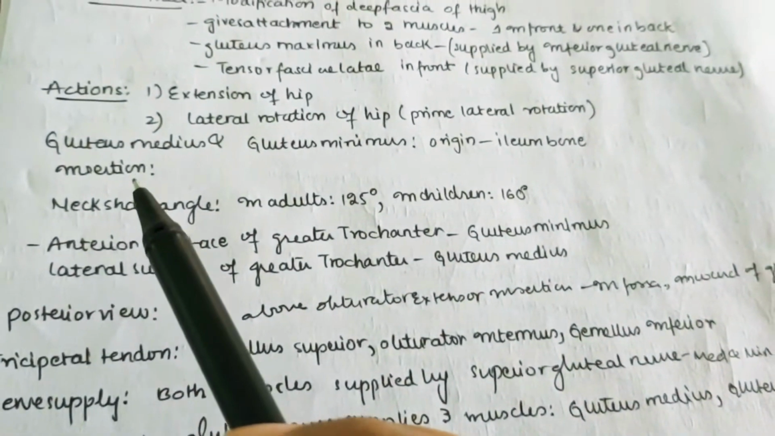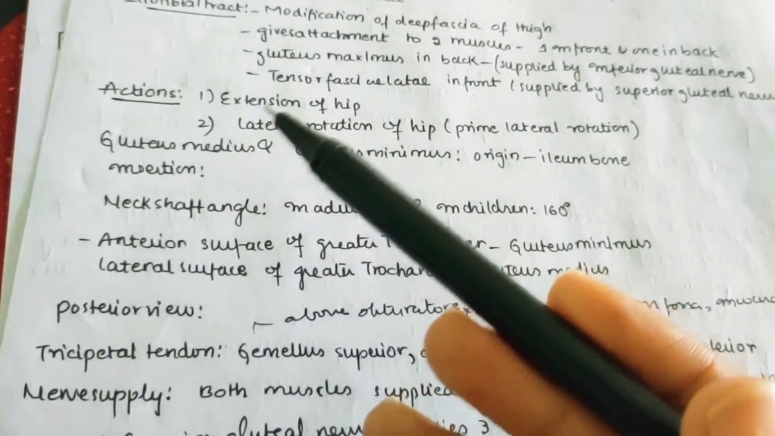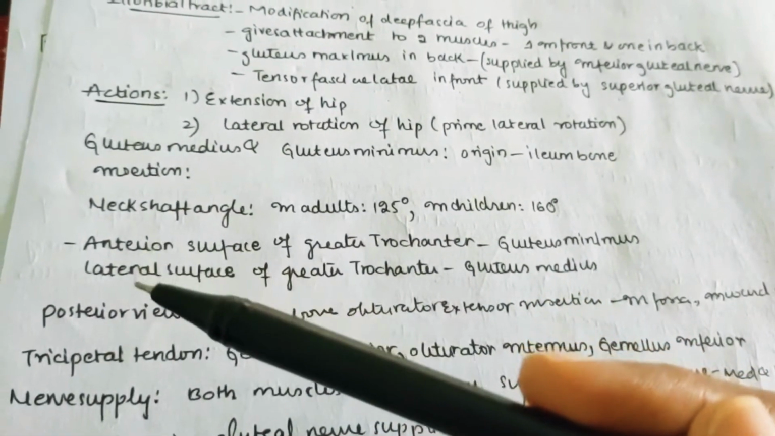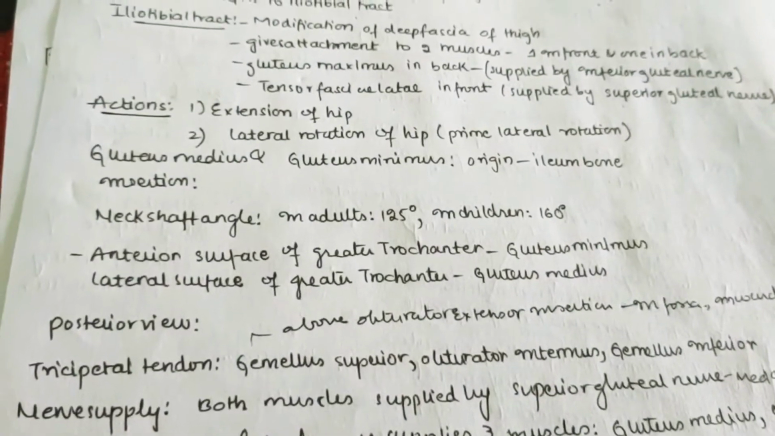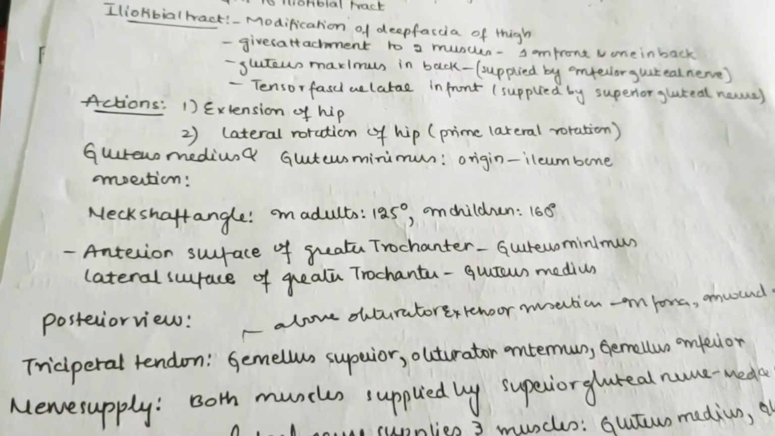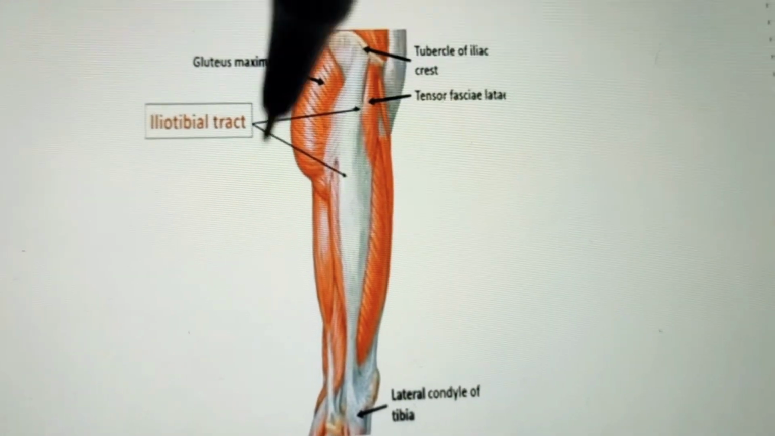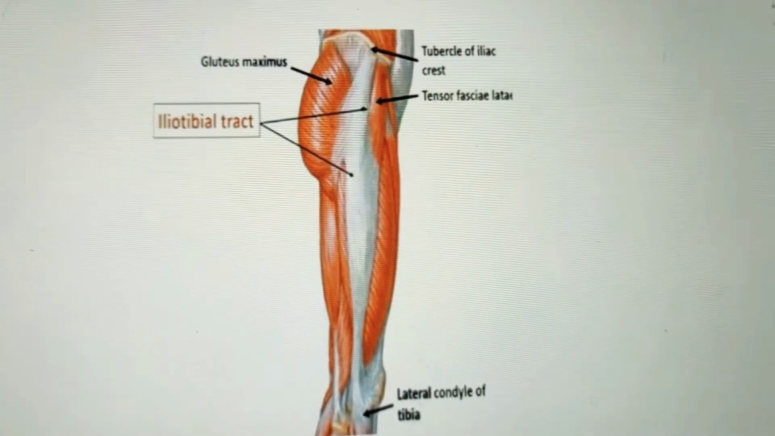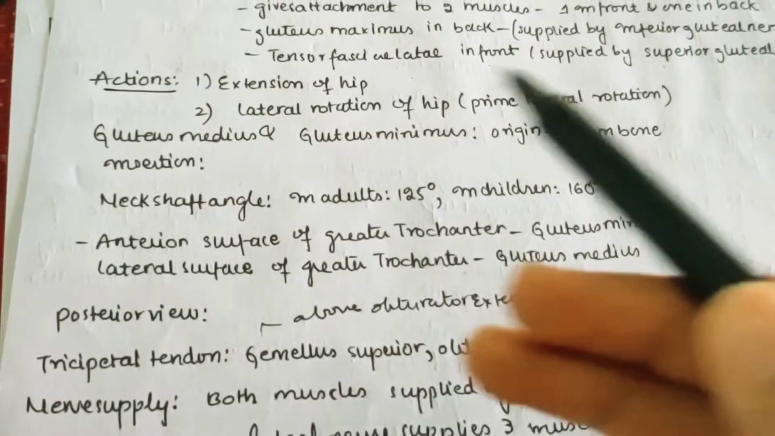Now let us see the actions of the gluteus maximus muscle. As you can see, the gluteus maximus passes back of the hip joint, right? Any muscle which passes back of the joint is useful for extension. I'll show the diagram. Here you can see the gluteus maximus muscle is at the back of the hip joint. As it is at the back, it does extension of the hip joint, okay?